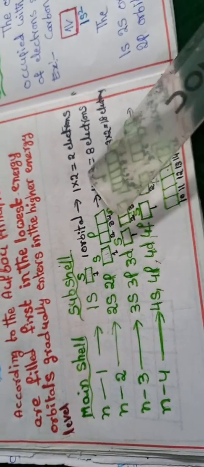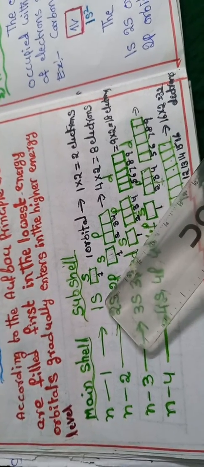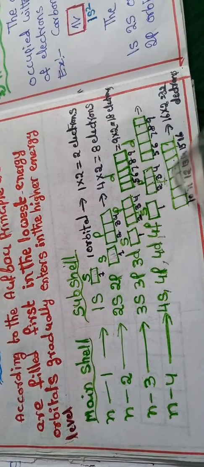Next, the fourth main shell: 4s, 4p, 4d, 4f. Totally 16 orbitals are there, and 16 into 2, 32 electrons are accommodated in these orbitals. Okay. So the electrons are distributed from 1s to 4f.